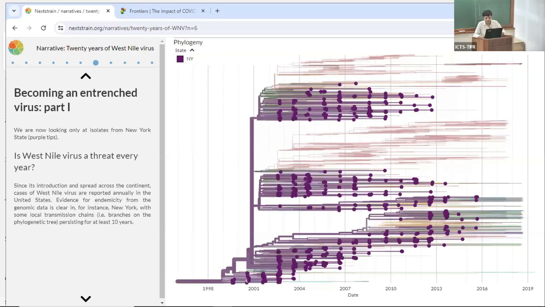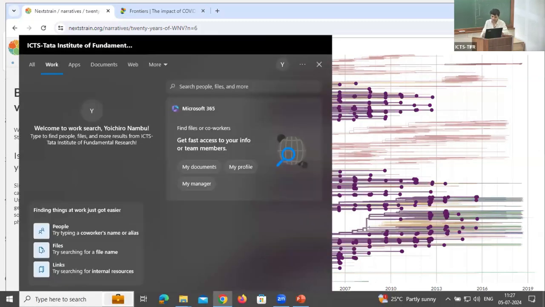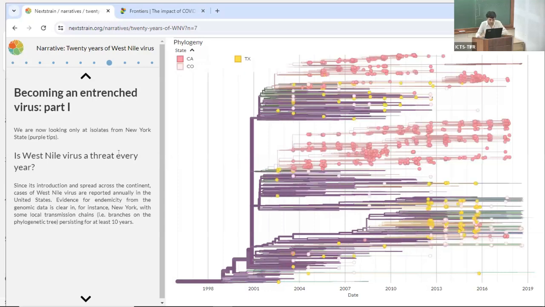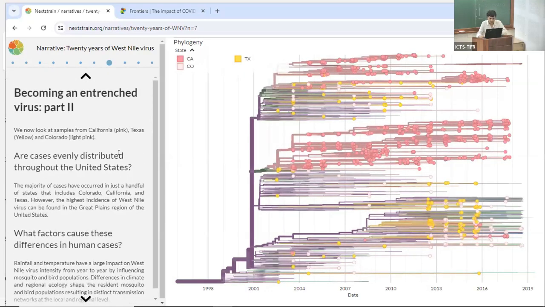And then you can see that the virus also became entrenched, and so there is a persistence of some branches well over time. So there's this branch, it divides into many branches, but it sort of is there. And once you know the location, you can ask the question, was it present in that location? So all of these are New York. And so there are multiple lineages, all of them are present in New York. And then are cases evenly distributed throughout the US?